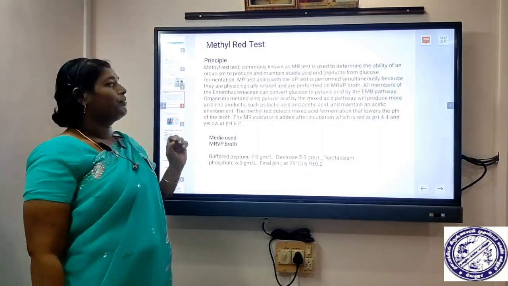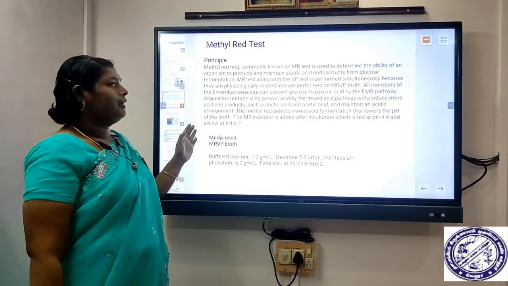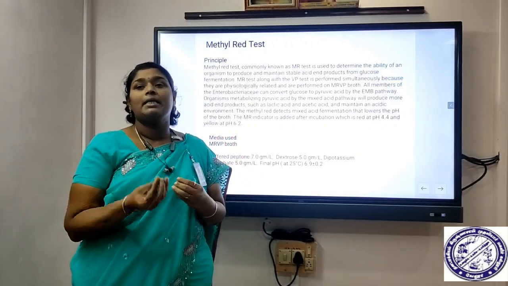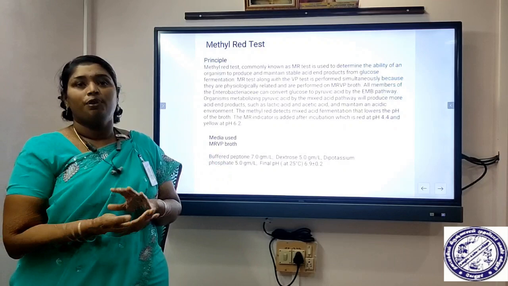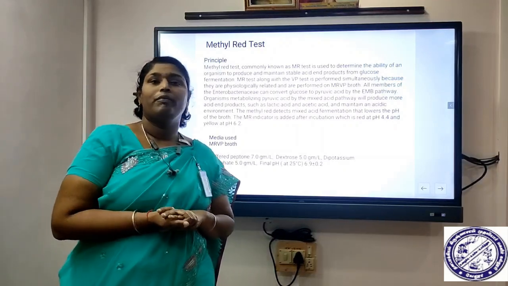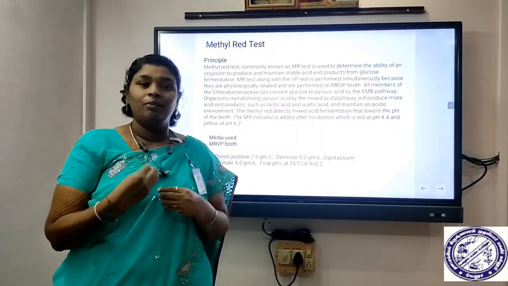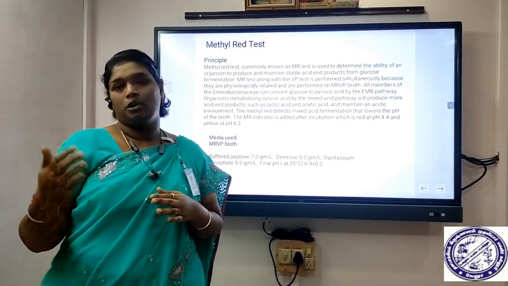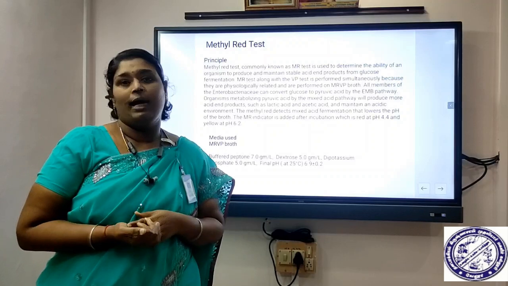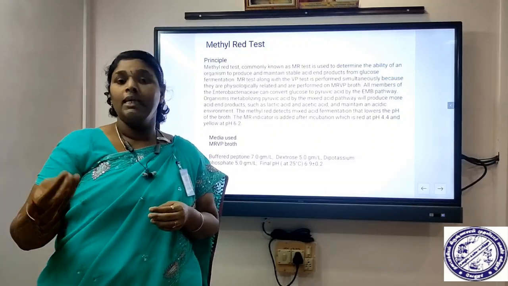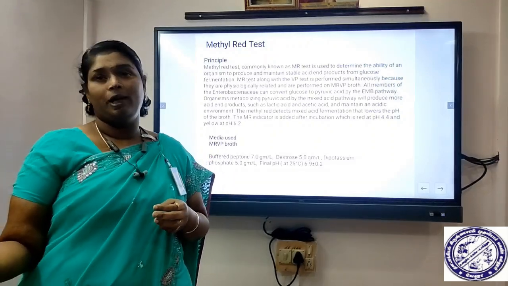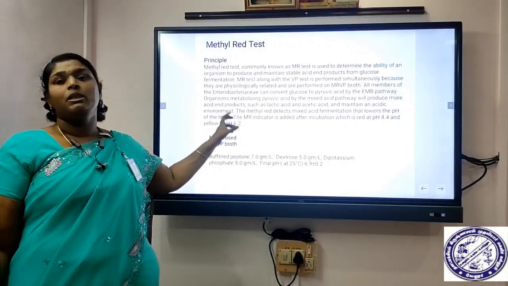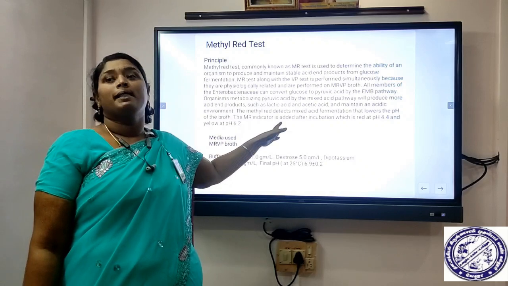Next is the methyl red test. Methyl red is a common test used for the detection of mixed acid production. Each and every organism will be undergoing the fermentation process. So they will be converting the glucose molecule into many different varieties of acids and alcohols with the liberation of acid, as well as the carbon dioxide as the end products. This can also be detected by a special type of test called methyl red test.